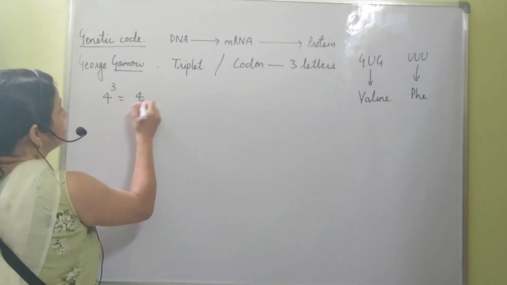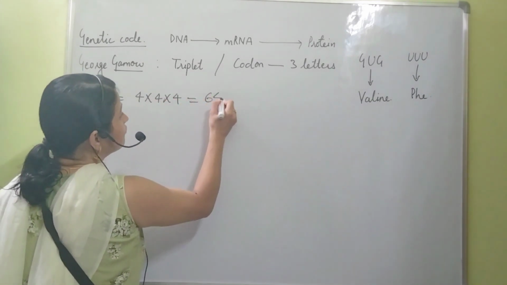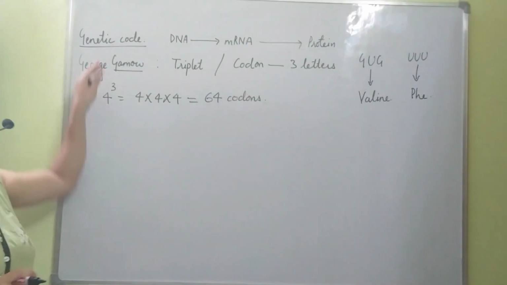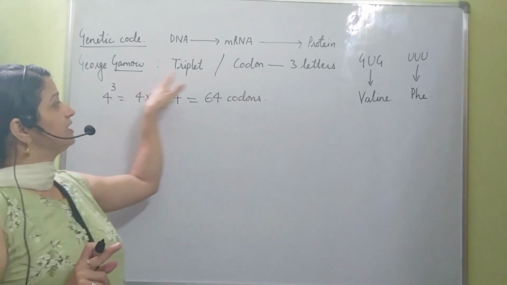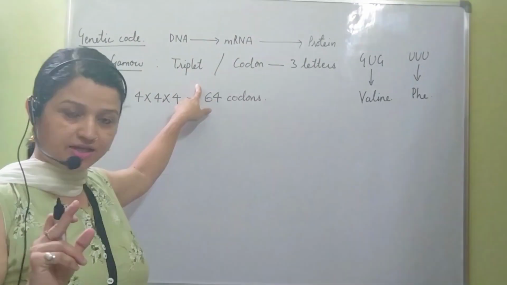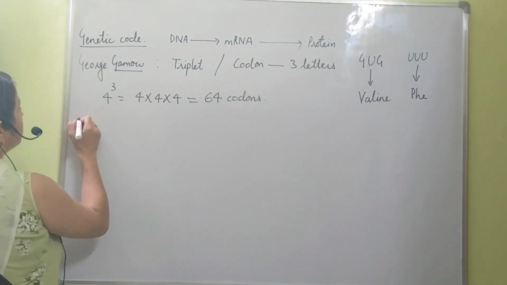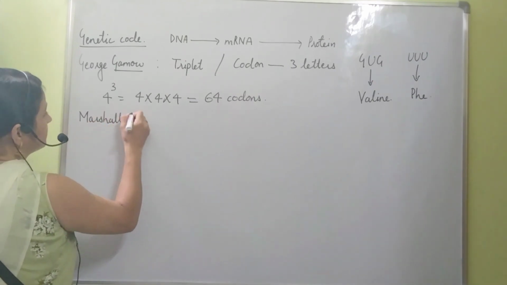It means, how many codons are there? There are 64 codons. Clear? So the term genetic code was given by George Gamow, and he said that these codons or genetic codes are triplet in nature. Now the next important scientist is Marshall Nierenberg.